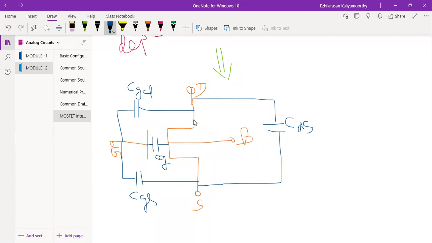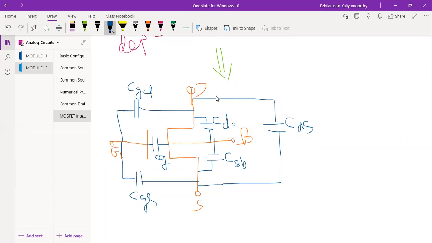Next I can have one more capacitance here. What is the name of this capacitance? Drain. So CDB, the capacitance between drain and the bulk. Next, here also one more capacitance. This capacitance would be CSB, that is the capacitance between source and the bulk. These are normally called parasitic capacitances.